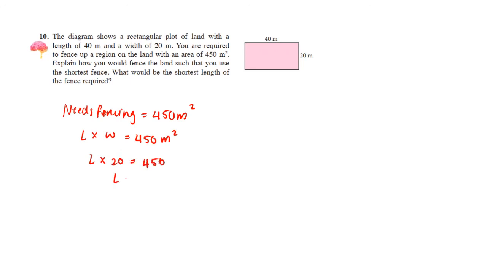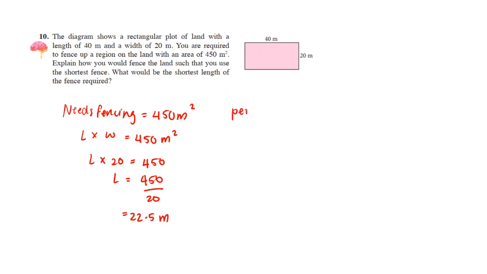Okay, so they're asking us to find the perimeter of the land. Okay, so what needs fencing is actually 450 meters square, right? But we do not know the shortest length of the land. So we'll find length times width should give us 450 meters square. So the length is unknown, but the width is 20. So you can find the length, which is 450 divided by 20. So that will give us the minimum length of 22.5 meters.